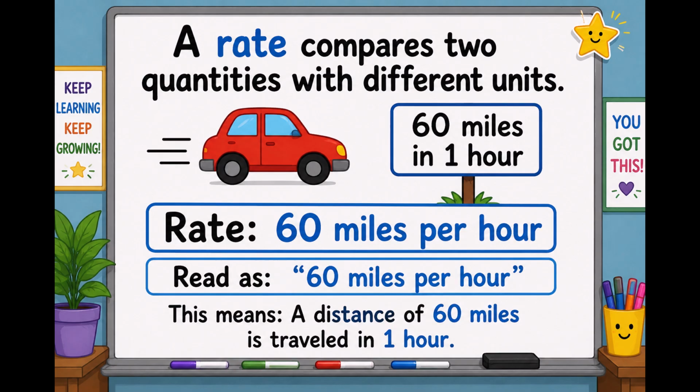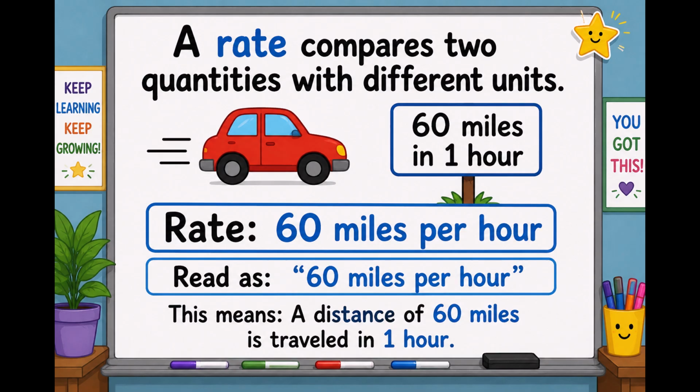Let's write the rate. When we write it, we write 60 miles per hour. Again, as a reminder, the word per means for each. So 60 miles for each hour. So 60 miles per hour is how we read it. So this means the car travels 60 miles for every hour, for every 1 hour, for each 1 hour that it is driven.